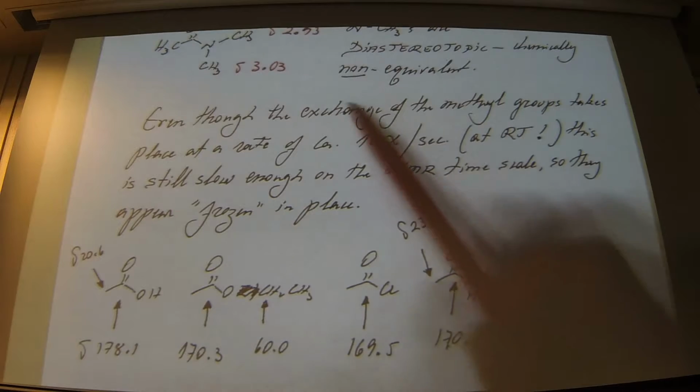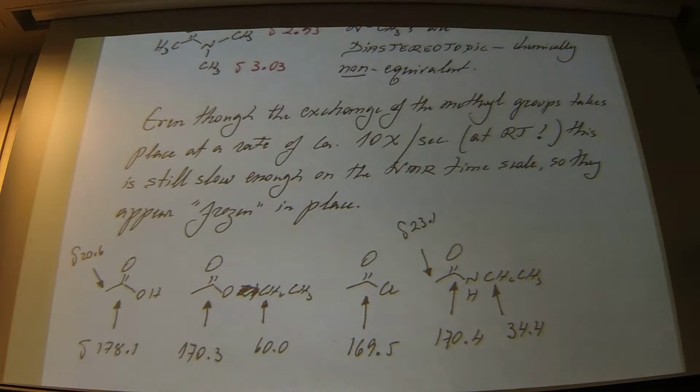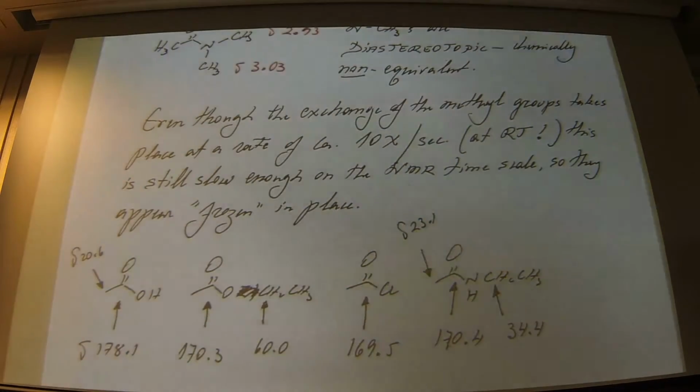So even though the exchange rate is fast, about 10 times a second at room temperature, when you heat it up faster, it's slow enough for the NMR so that they appear frozen in space.